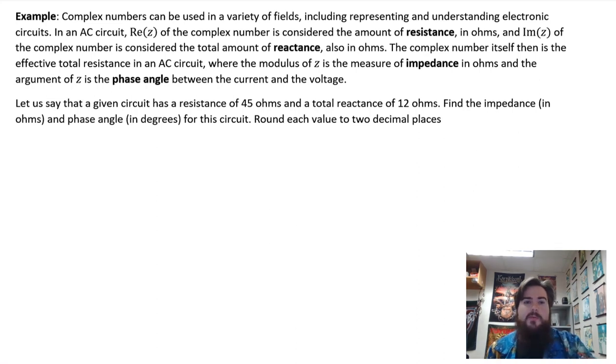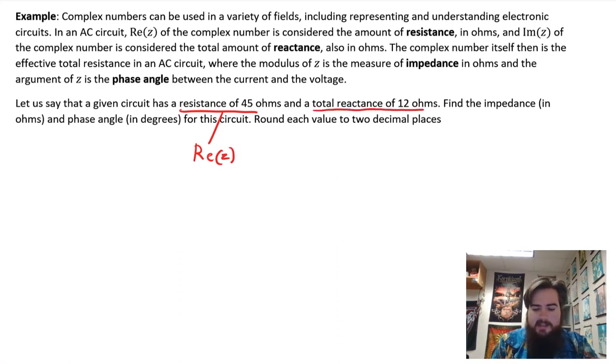For this example, let us say that a given circuit has a resistance of 45 ohms and a reactance of 12 ohms. From the description above, the resistance of 45 ohms corresponds to the real component of the complex number, and the total reactance in ohms corresponds to the imaginary component of the complex number. We're going to find the impedance and the phase angle.